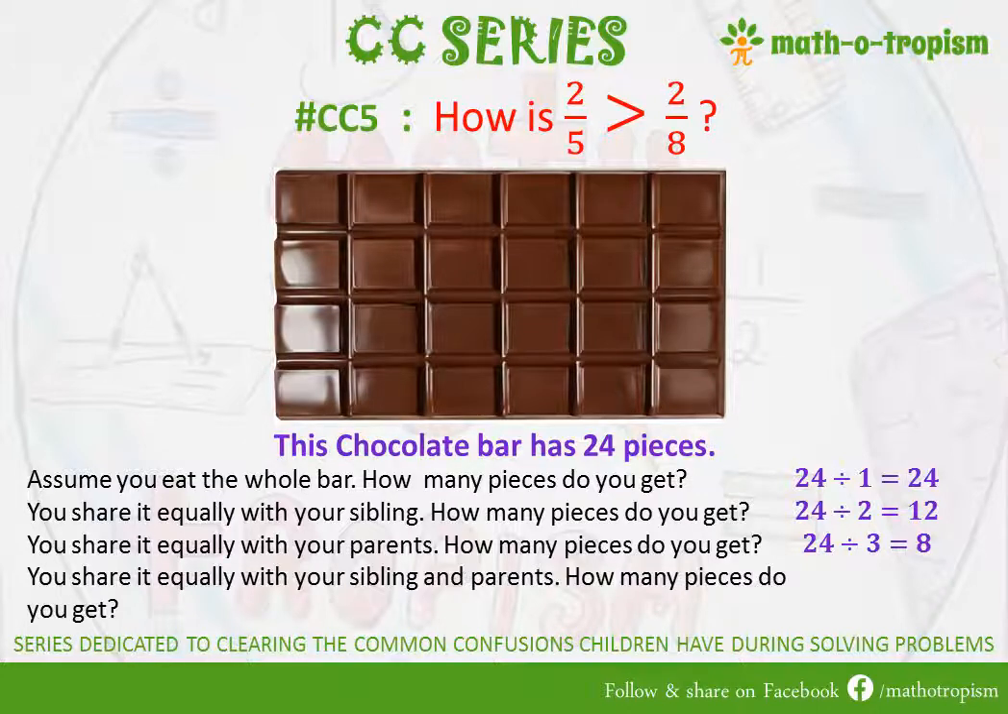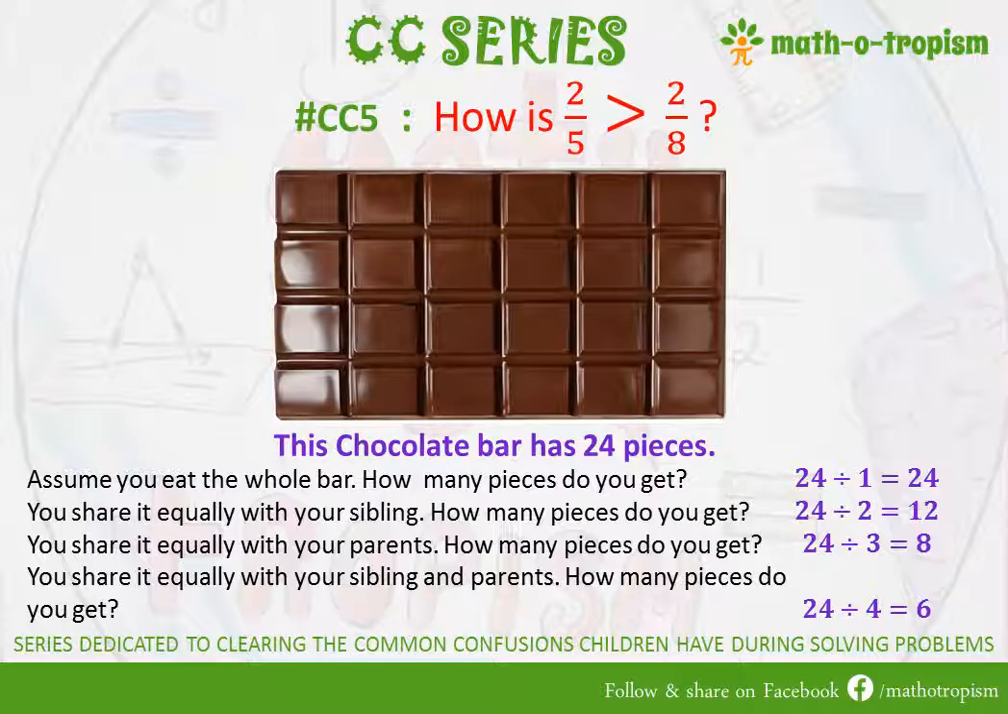Assume now you are going to share it with the whole family. That is, you are going to share it with your brother or sister and your parents. So now how many people are there totally who will be getting 24 pieces? It will be yourself, your brother or sister and your parents. So totally 4 numbers. So if 4 members of the family are going to divide this chocolate bar equally, then you will have 24 divided by 4, which means you will be getting only 6 pieces.